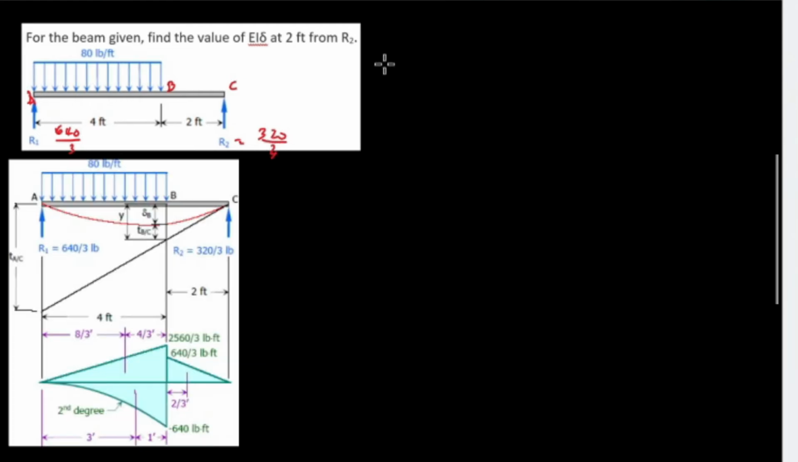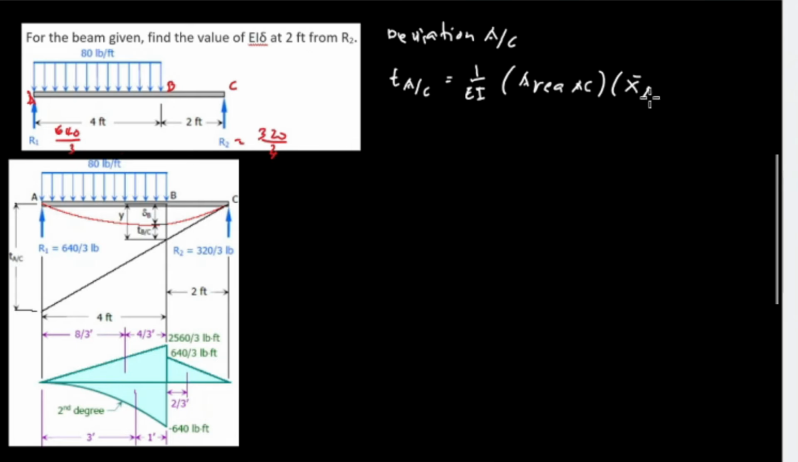And to find the deviation from A to C, T of A to C, that's 1 over EI multiplied by area AC and the distance from X sub A. So these are the summation from A to C: three loadings, reaction 1, a uniform load, and a concentrated load. And we will be finding the deflection at point B.